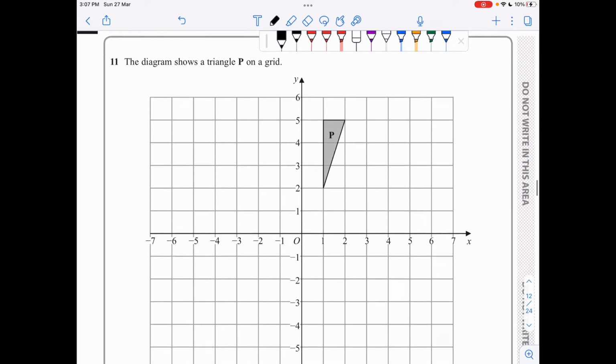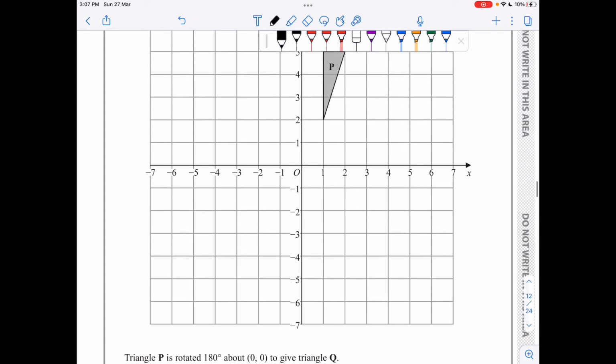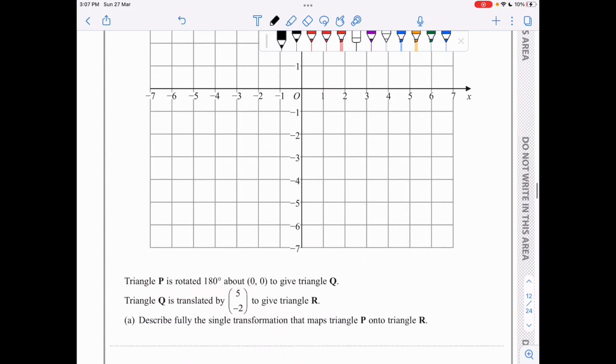In 11, we've got P on a grid, and it's rotated 180 degrees about the origin to give triangle Q, and then Q is translated by (5, -2) to give triangle R. So I will start by doing the rotation. Remember that in the exam you are indeed allowed to have tracing paper, which is certainly useful. So if I do the rotation, I will find that Q is going to be here. So this will be the position of Q.